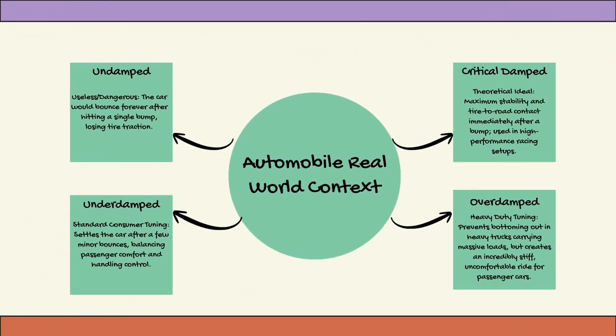In a real world context, if the coilover were undamped, it would be generally dangerous because the car would keep bouncing after every bump, causing a loss of traction. For an underdamped setup, you will find it in the standard consumer car, which has a few gentle bounces that settle quickly, giving a balance of comfort and control. Critical damping gives maximum stability and tire contact immediately after a bump, which is why it is used in high performance racing setups. Overdamped setups are used in heavy-duty vehicles such as trucks that carry heavy loads to prevent bottoming out. The trade-off is comfort, making it feel stiff in a regular passenger car.